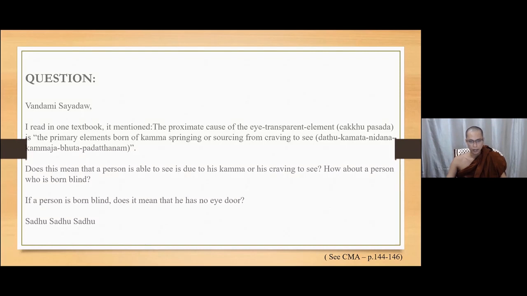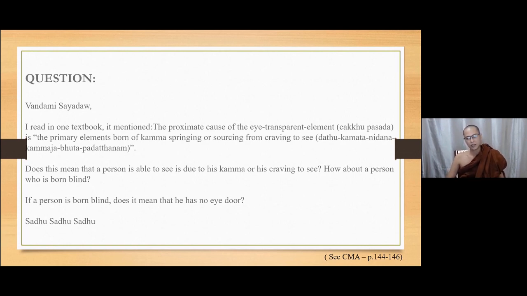So both are correct. The Chakkhupasada is produced by the karma, but the karma is performed under the influence of the craving to see. Cutting off the craving to see, we cannot perform it. Not only that craving, the other types of craving are also included here. But the person being able to see is not only due to craving.